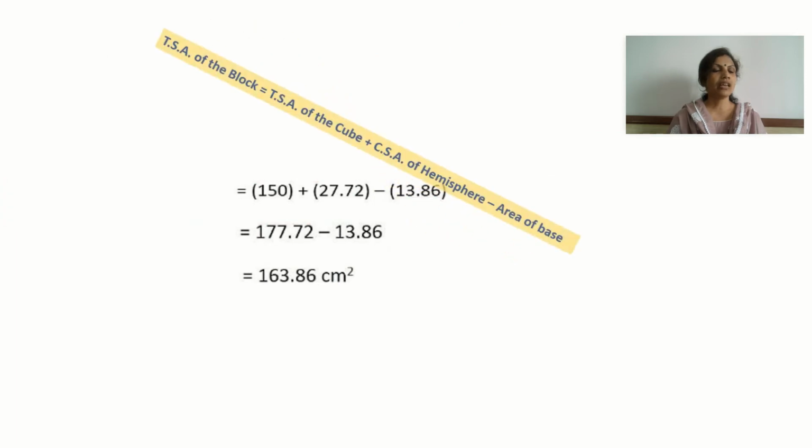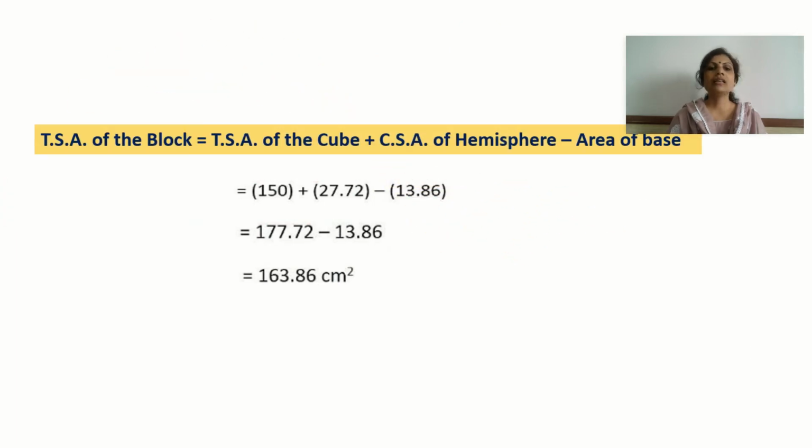So the total surface area of the decorative block is equal to total surface area of cube plus curved surface area of hemisphere minus area of base of the hemisphere. So the values are 150 plus 27.72 minus 13.86. Solve this. So you get 177.72 minus 13.86. If you subtract, you get the answer as 163.86 centimeter square. And that is the total surface area of the decorative block.